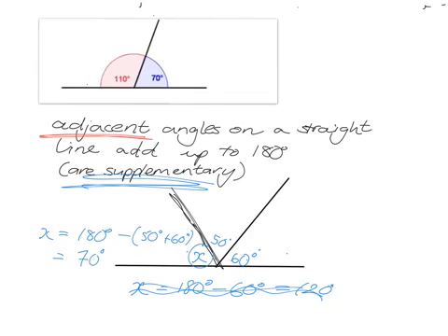So that's our first fact that we need to always have in mind. Adjacent angles on a straight line add up to 180. Let's go on to the next fact now.